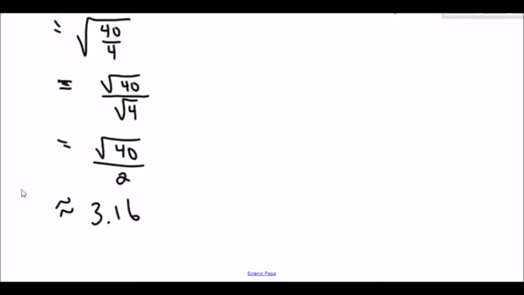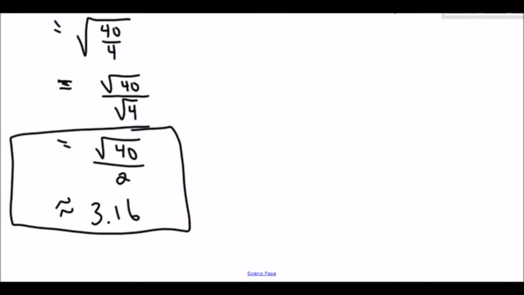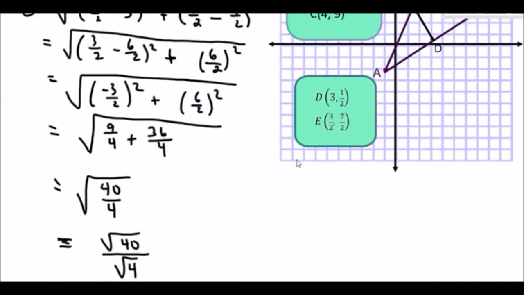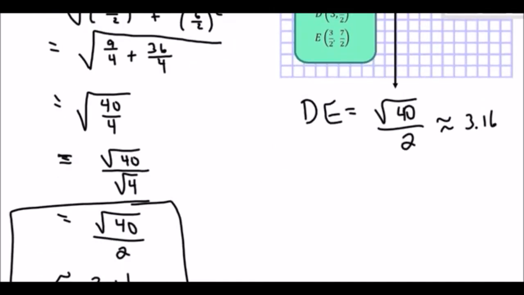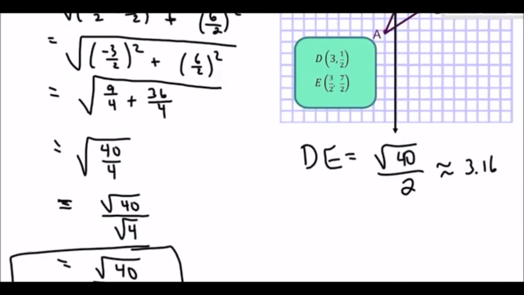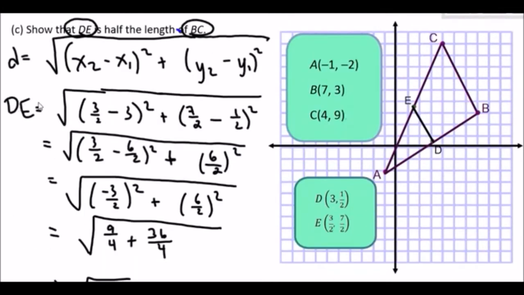So the length of DE is the square root of 40 divided by 2, or about 3.16. So what I'm going to do is record that again right here, that it's the square root of 40 divided by 2, which is about 3.16. And the reason I'm recording it here is because now that I've done this, the length of DE, I'm going to erase this math.